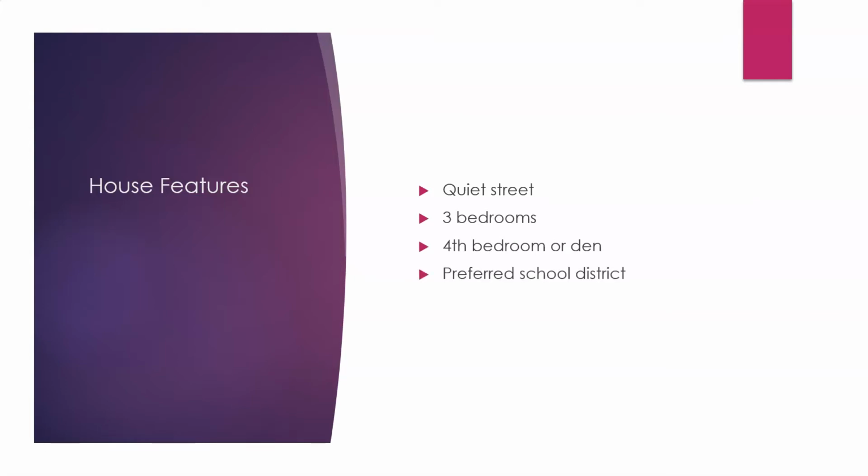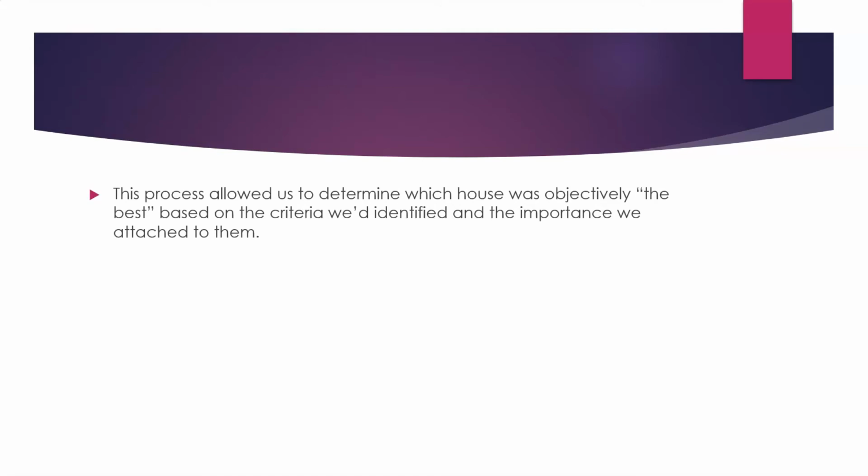So in our example, the house features we were looking at were a quiet street, 3 bedrooms, a 4th bedroom or a den, a preferred school district, a large backyard, and it was actually quite an extensive list. There were a lot more features than that. So this process allowed us to determine which house was objectively the best, based on the criteria we'd identified and the importance we'd attached to each of them.